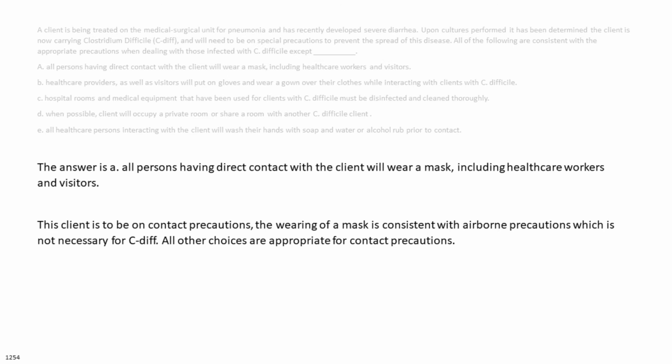The answer is A. All persons having direct contact with the client will wear a mask, including healthcare workers and visitors. This client is to be on contact precautions. The wearing of a mask is consistent with airborne precautions, which is not necessary for C. diff. All other choices are appropriate for contact precautions.